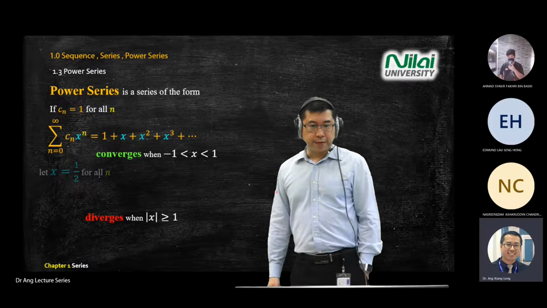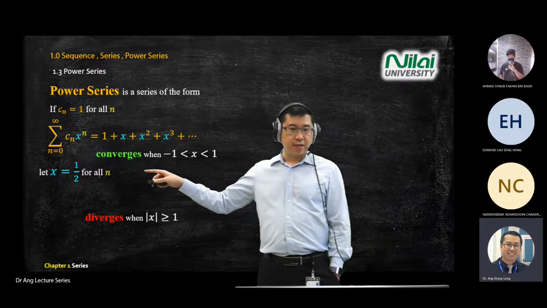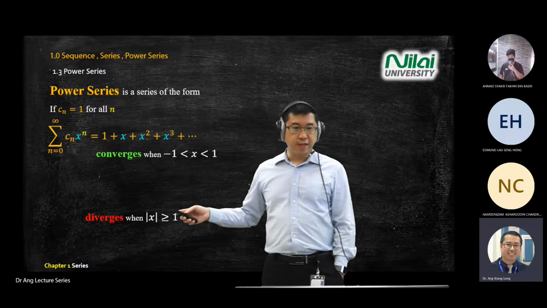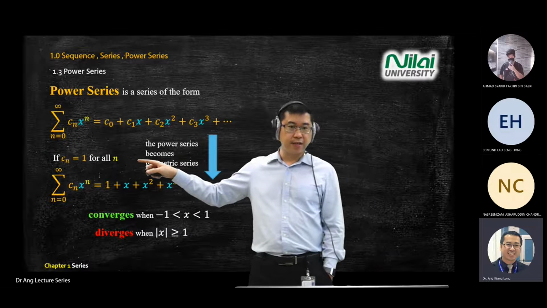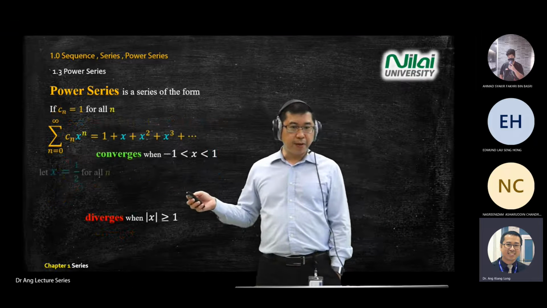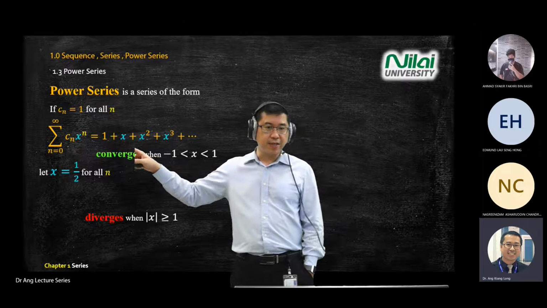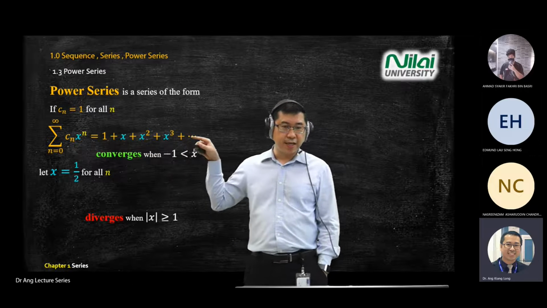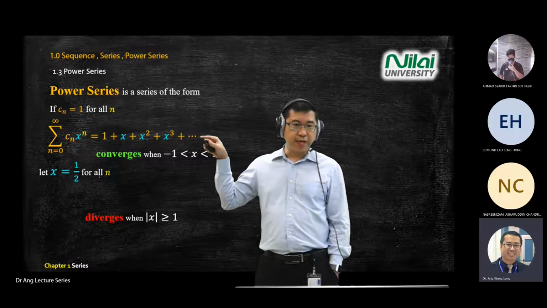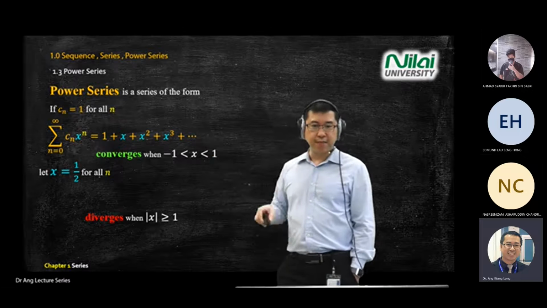Now, what happens if you replace x? You replace your x. Just now we played with Cn. Now we play with x. What happens if you replace your x? Again, look at this pattern. This pattern is when we have Cn equal to what? We get this pattern.